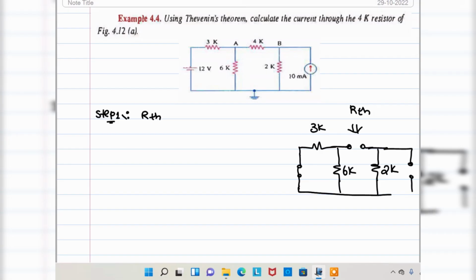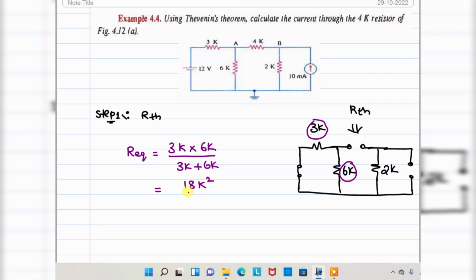Now look here, this 3k and this 6k are connected in parallel. So R equivalent is equal to 3k into 6k divided by 3k plus 6k. That is equivalent to 18k squared divided by 9k, which is equal to 2 kilo ohm. Okay, you got 2 kilo ohm.